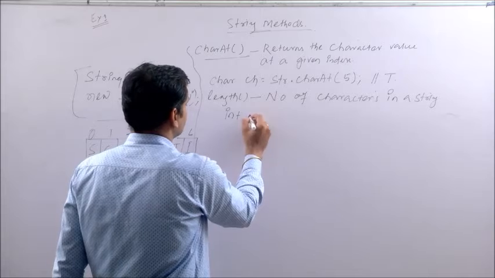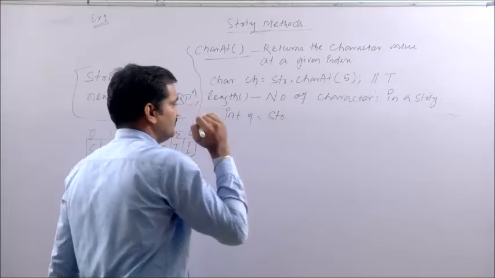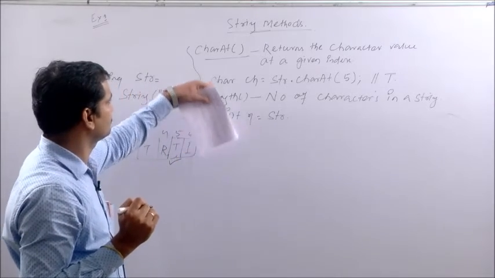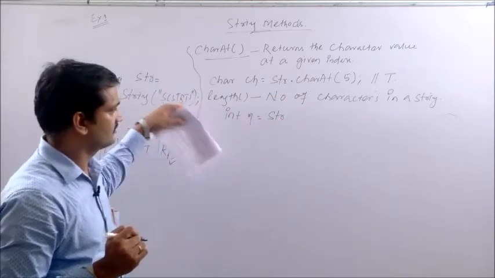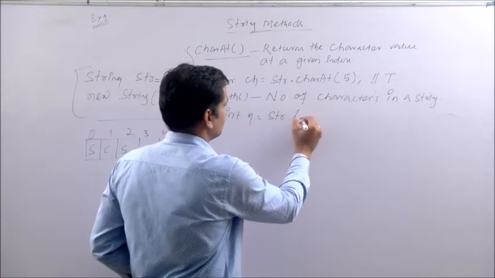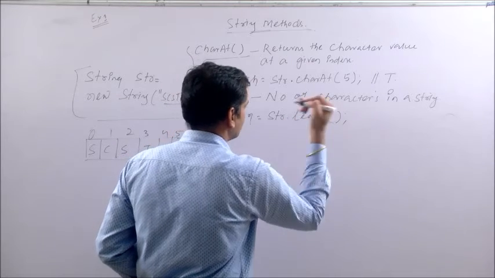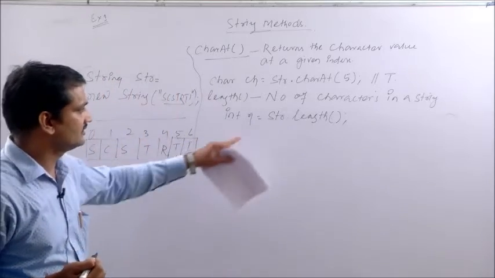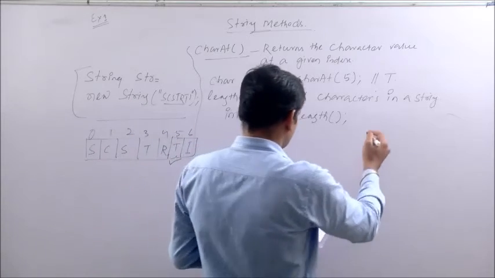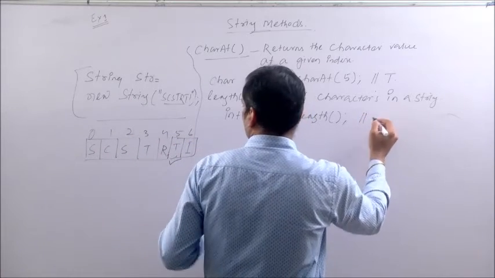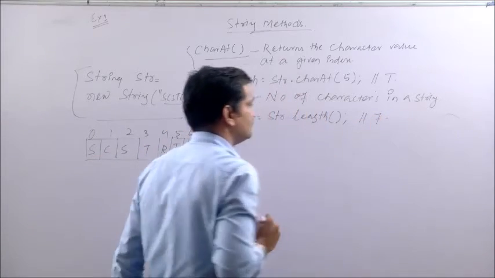It returns one integer. I may use it like this: integer n equal to str dot length. Because these are the methods of the string class, whenever I call the methods, I use the object of the string class. So str, and the method is length. It takes no argument because the object is calling this length. It is going to return the number of characters present in this string: 1, 2, 3, 4, 5, 6, 7. It is going to return 7.